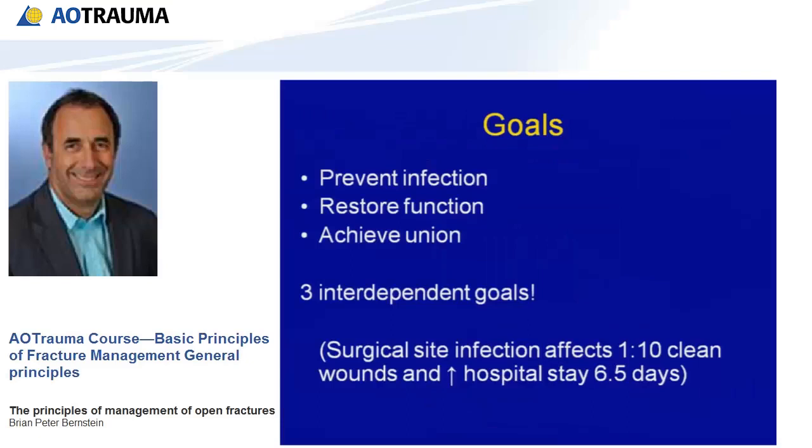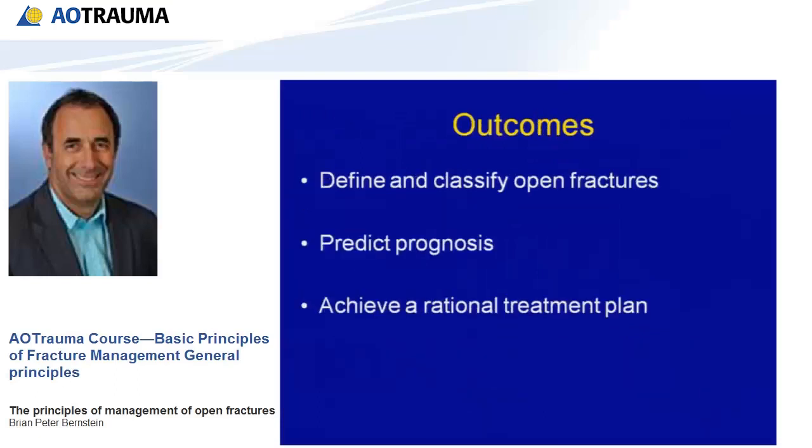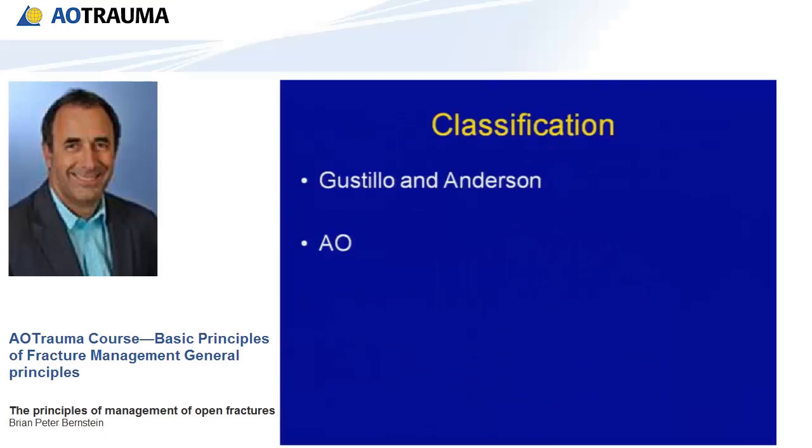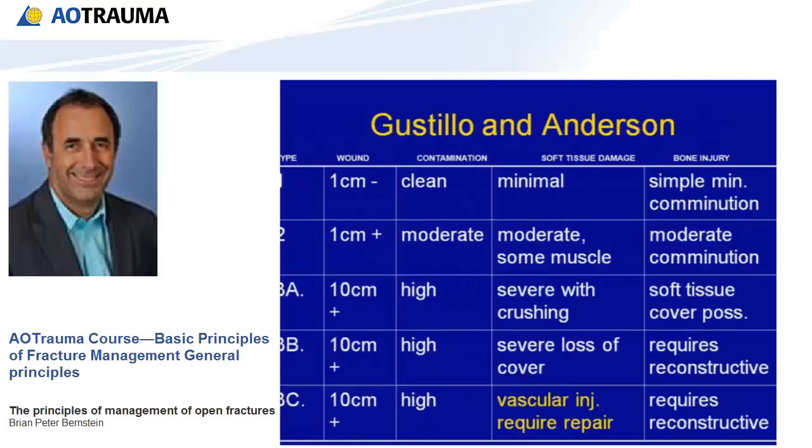What I'd like to get out of this lecture is to enable you to define and classify open fractures adequately, and this helps with your prognostication and your treatment plans, and hopefully you can achieve a rational treatment plan. Obviously, to start with, we've got to classify, and there are two classification systems you need to know about. They're both pretty similar, so I'm not going to dwell too long on them. The one that is used most commonly is the Gustilo and Anderson classification system, and unfortunately, it's also the one that is most misinterpreted. So I just want to go through a few points.